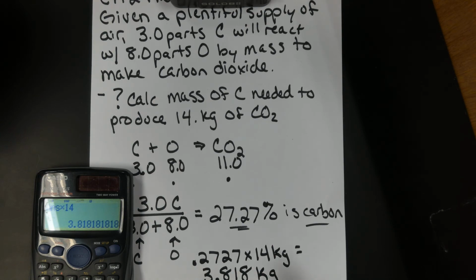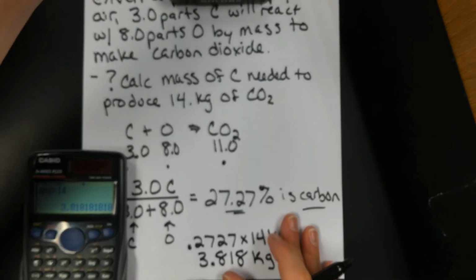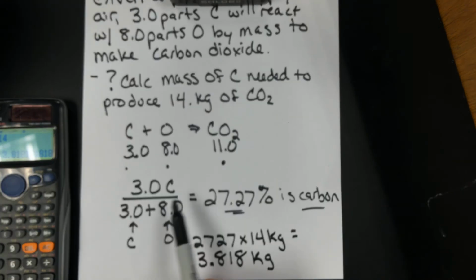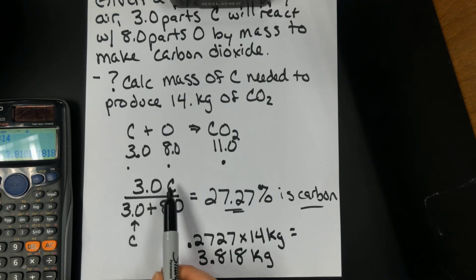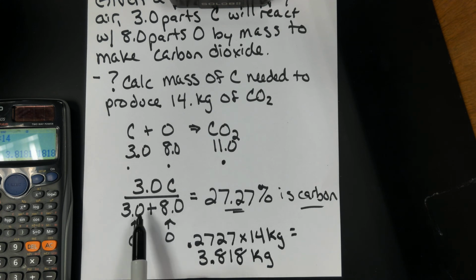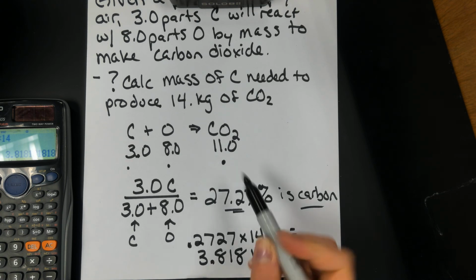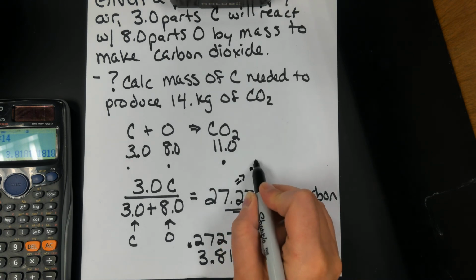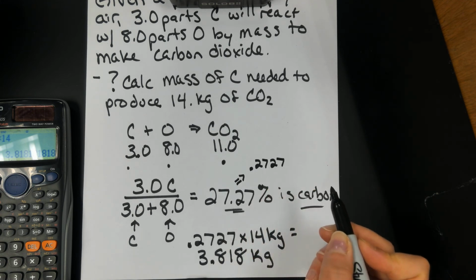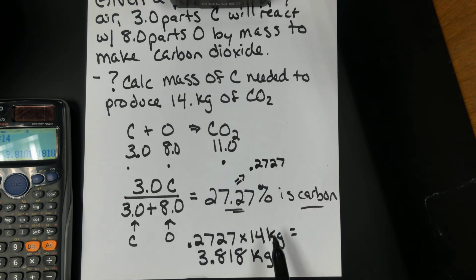So I do think it's not explained very well, but essentially what you do is you take, this is representative of carbon by itself, this is representative of CO2 because it has all of the components of the C and the O2. So then you take this percent, which is equal to 0.2727, and you take that times your final amount, which is 14 kilograms, and you get 3.818 kilograms. And kilograms is your unit. Lowercase k, lowercase g.